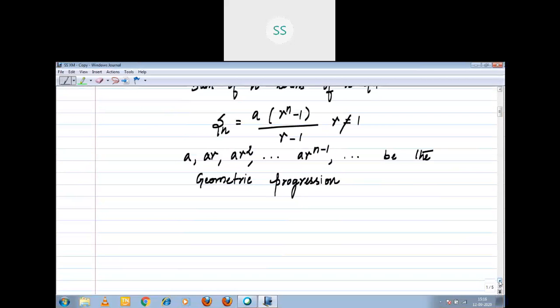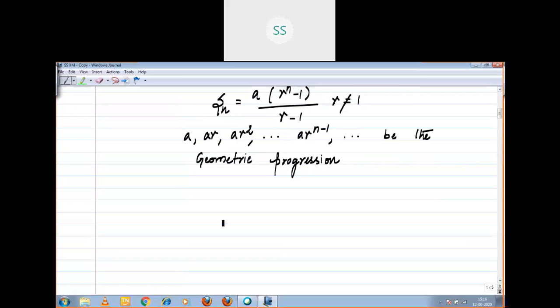Now exercise 2.8 we are going to discuss. Question number 1: find the sum of the first n terms of the GP. First subdivision: 5, minus 3, 9 by 5, minus 27 by 25, and so on. What is the formula first?